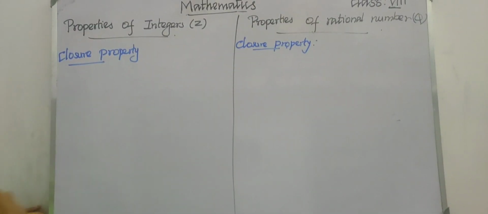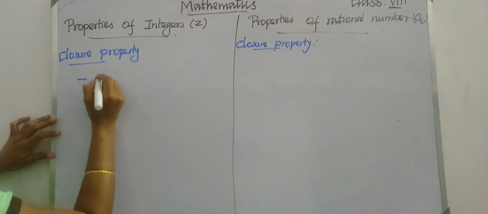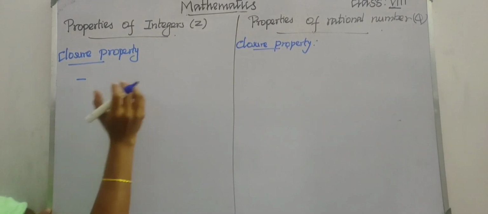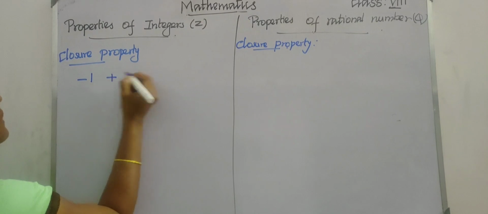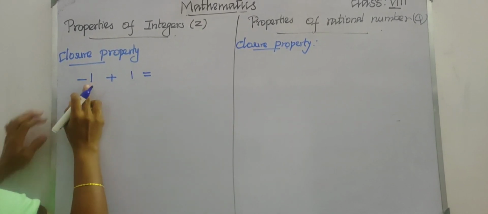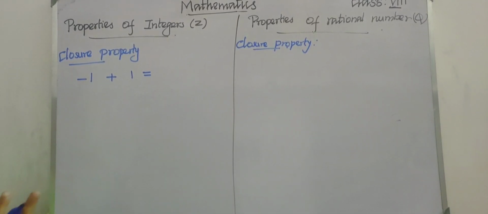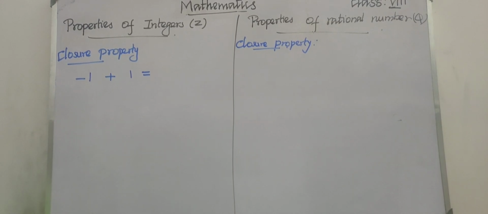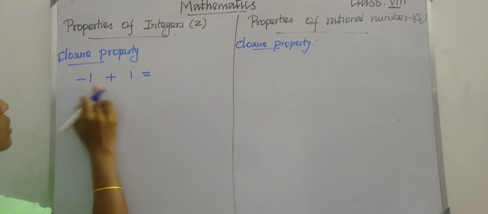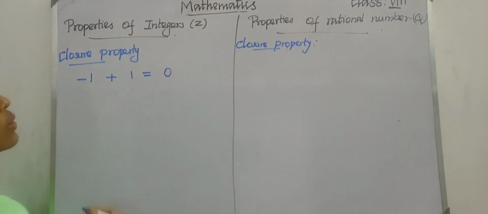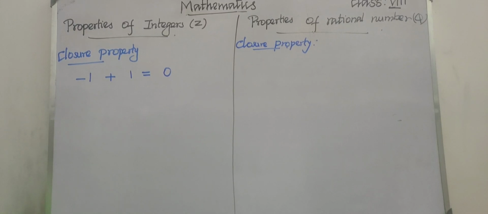So addition, simply if I am adding any two integers, integers means it includes natural numbers, 0 and also the negative numbers, right? So if I am adding minus 1 plus 1, it is an integer and this is also an integer, right? So if I am adding any two integers, the answer we are getting is also an integer. Okay children, so minus 1 plus 1, what will you get? 0. Okay, 0 is also an integer, right?